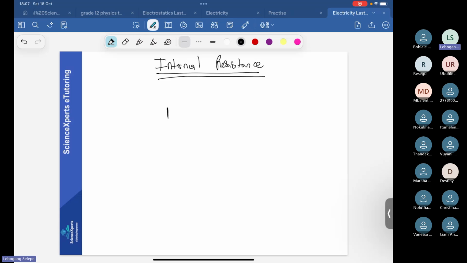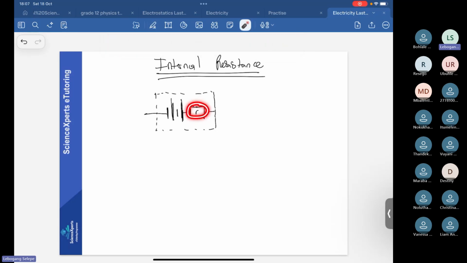So let's say here we have a battery, and it has this internal resistance. We usually show internal resistance as a small resistor within the battery, then we cage the battery like that, within a cage like this, just to show that the resistance within this cage is the internal resistance, right? So this is how we would show it. Then now this resistor here represents the internal resistance.